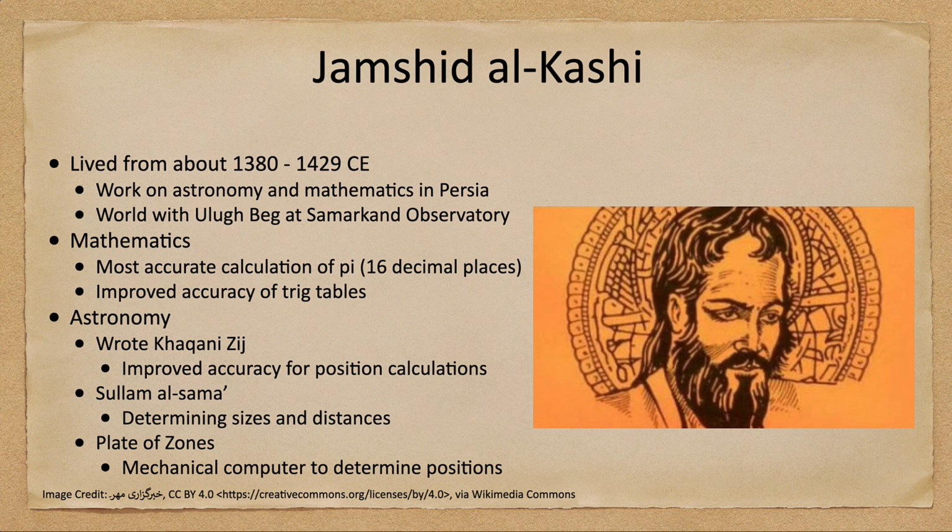So what are some of his accomplishments? Well, one of the things he's well known for was his work in mathematics and giving us the most accurate calculation of pi to date, 16 decimal places. Now, remember, we're talking about the 15th century, and calculating was extremely time-consuming. So no computers to calculate millions of decimal places of pi, but getting it accurate to 16 decimal places was a big achievement at the time.